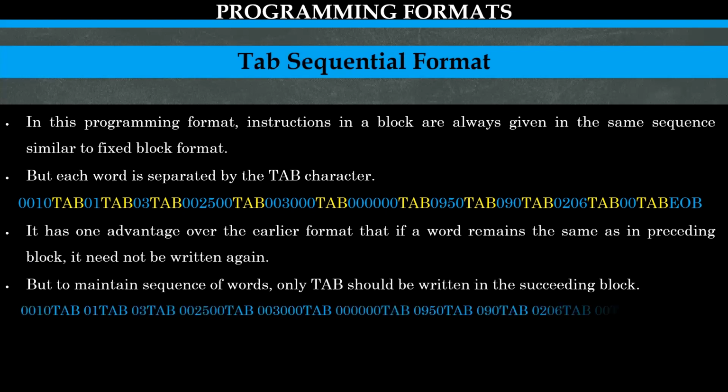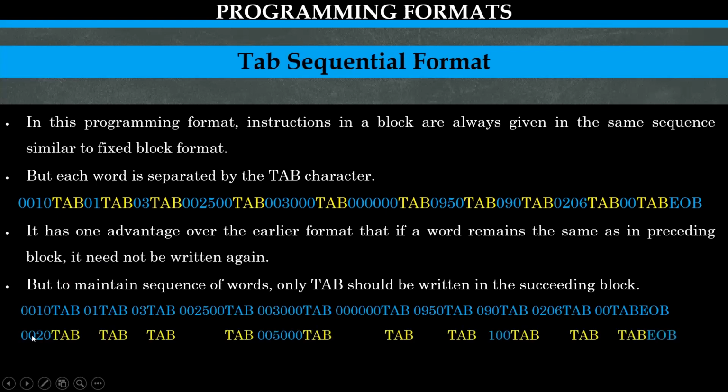For example, if we see 0010 tab, then 0020 tab, then this 01 is not changed in the N20 block. So no need to write this 01. Similarly, this 03 is not changed in the next block. So it is not needed to write 03 here. Similarly, wherever the NC word numeral does not change, it is not needed to be written in the upcoming block. But the word tab has to be written in every block for every NC word.